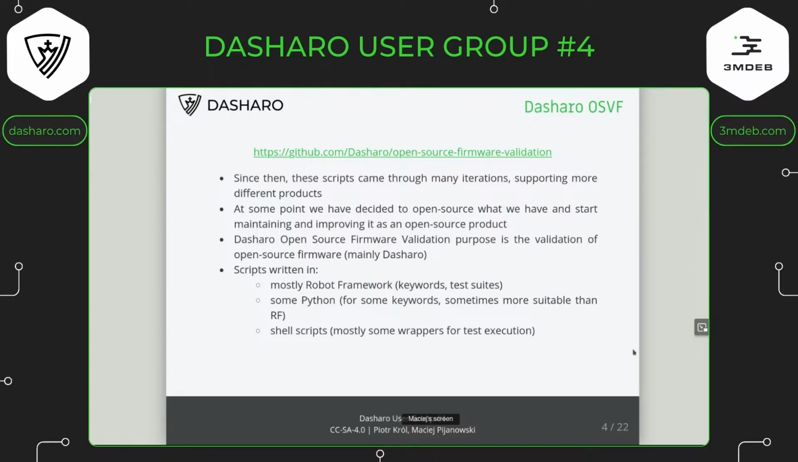So right now, the purpose of that Dasharo open source firmware validation is to validate open source firmware. Right now, we support, of course, mainly Dasharo, but we are considering adding support for other firmwares, maybe not only open ones. Maybe we can also validate some of the other firmwares out there using a similar approach.